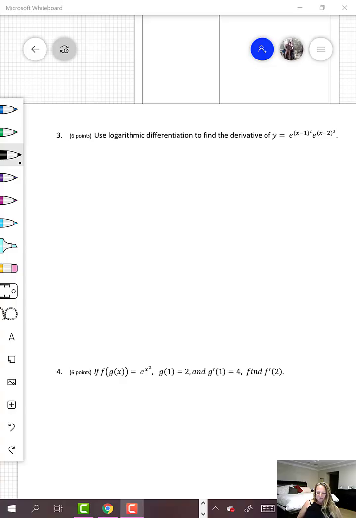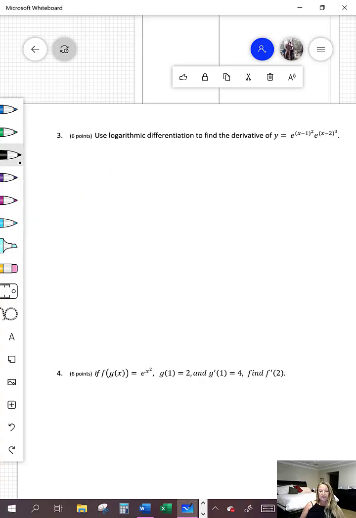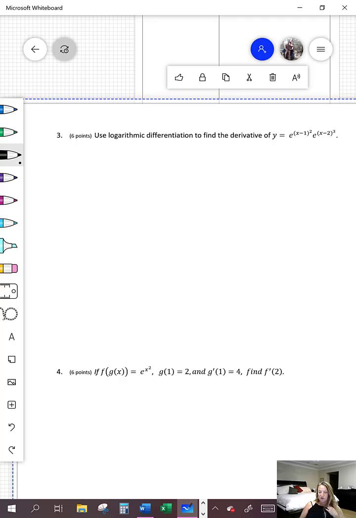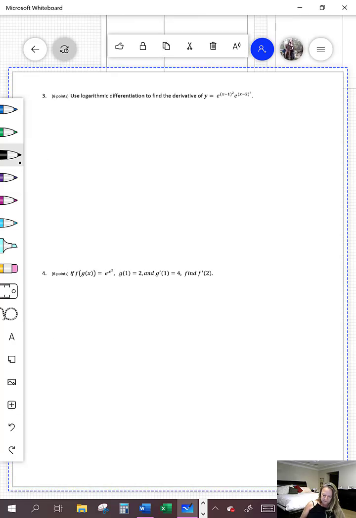So problem 3 says we're looking at use logarithmic differentiation to find the derivative of y equals the quantity of e all raised to the x minus 1 quantity squared times e all raised to the x minus 2 quantity cubed. And so before we take the derivative of both sides, we want to take the natural log of both sides. And so taking the natural log of both sides, we have the natural log.